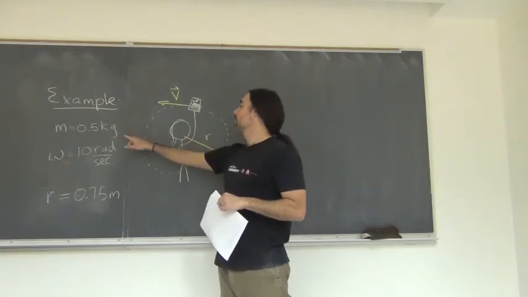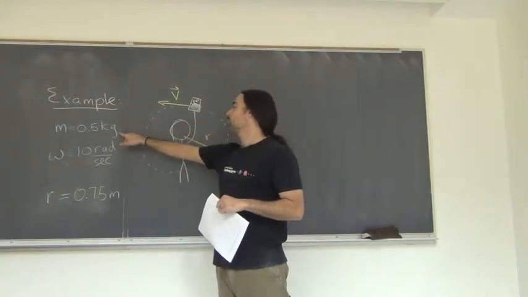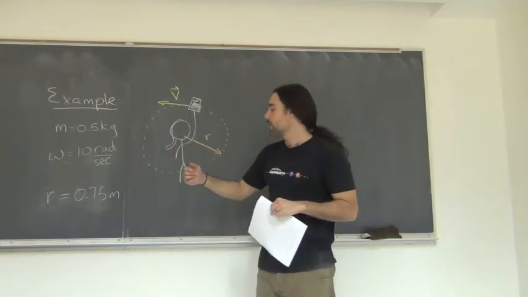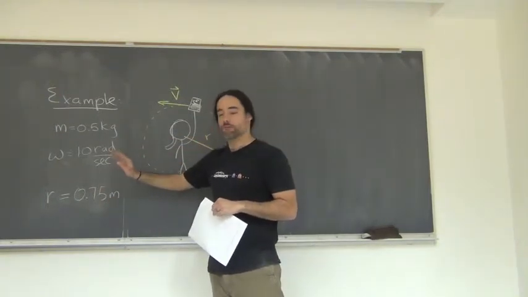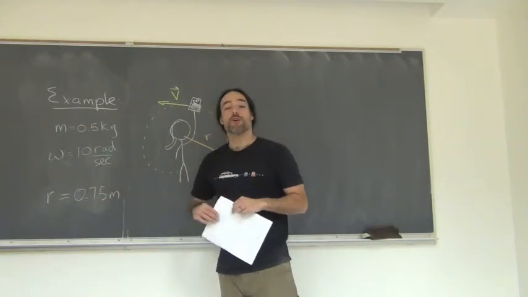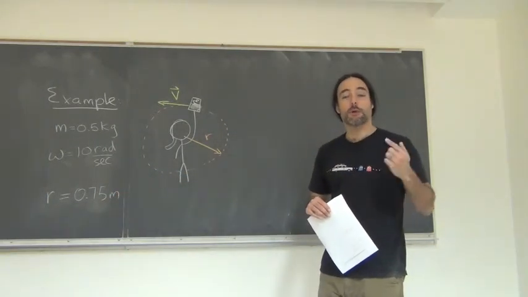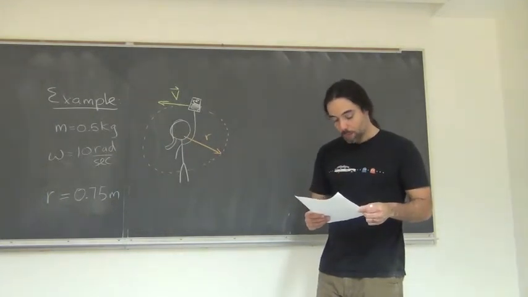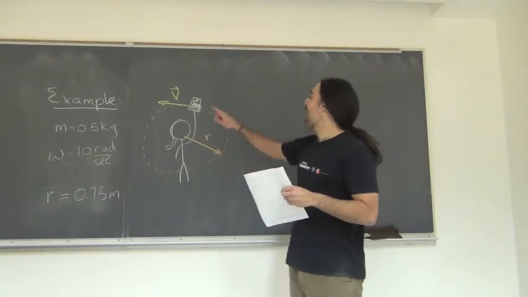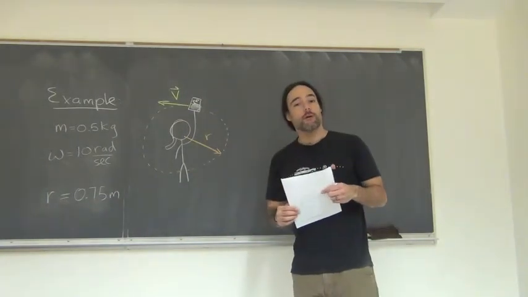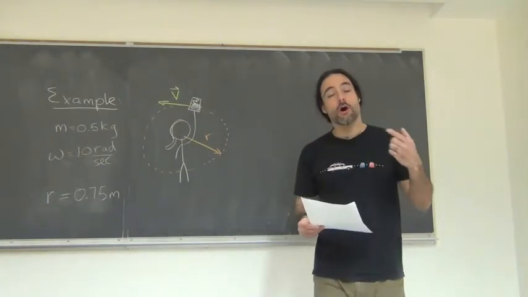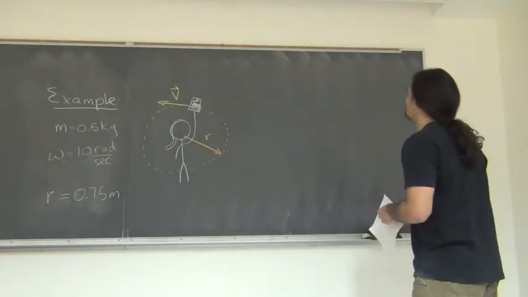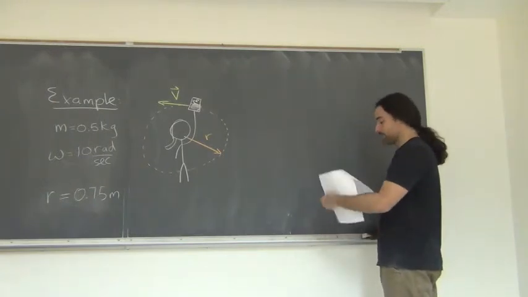And the mass was, I said, about 1/2 kilogram. And I'm just throwing out rough numbers here. The radius, I said, was about 3/4 of a meter, so about 75 centimeters. So I want to know two things, one of which is how fast was the cup moving around? And then also, what was the centripetal force on the cup?